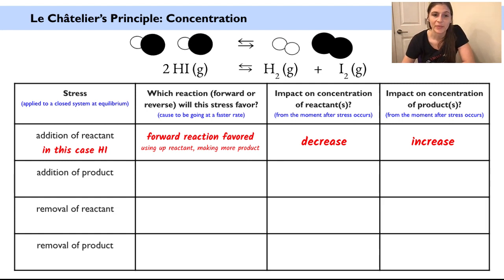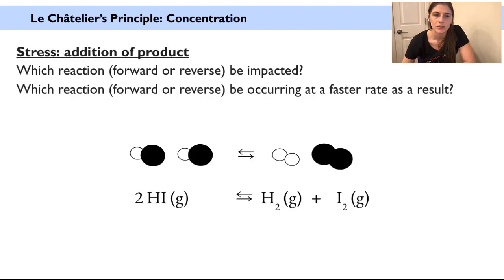Let's think about what would happen if we added product. In this case, that could be either H2 or I2 or a little bit of both. We can add either of the products and it would have the same impact. So if I added some product, I want to have the same thought process as I had before. Which reaction, forward or reverse, is going to be impacted?